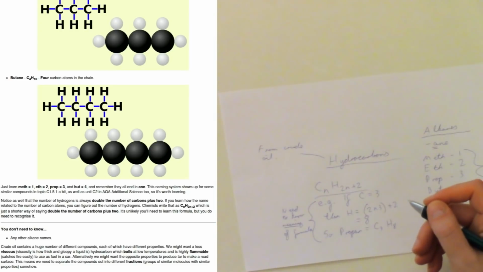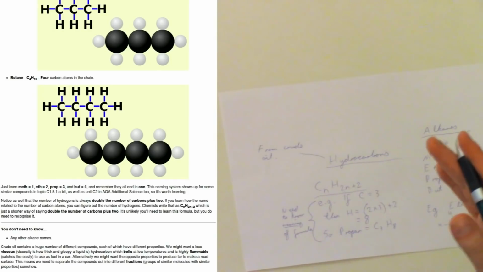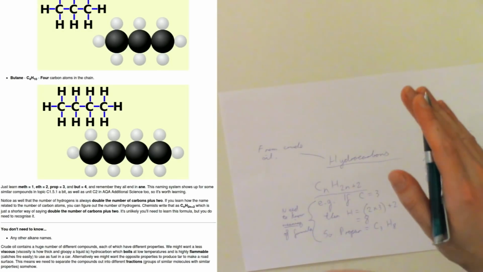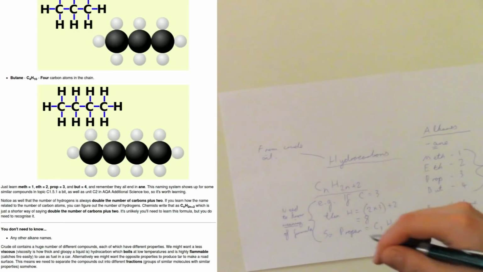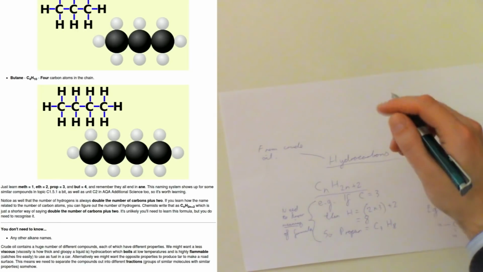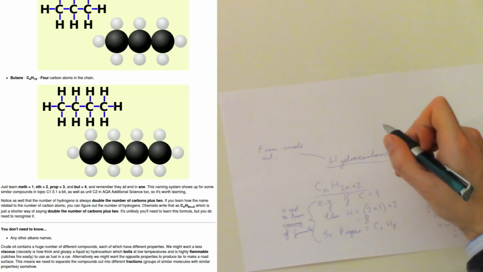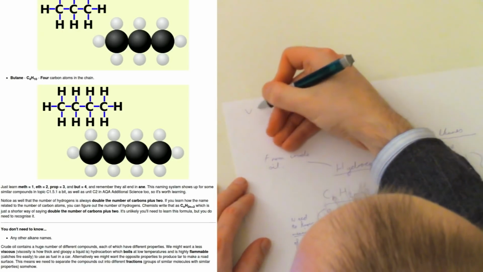I can remember that crude oil is the stuff that's coming out of the ground. So don't write down things which you can remember. Write down the key bits which you can't remember, which you need to learn. Let's see, so crude oil contains a number of different compounds, each of which have different properties. We might want a less viscous hydrocarbon. So let's talk about viscous.